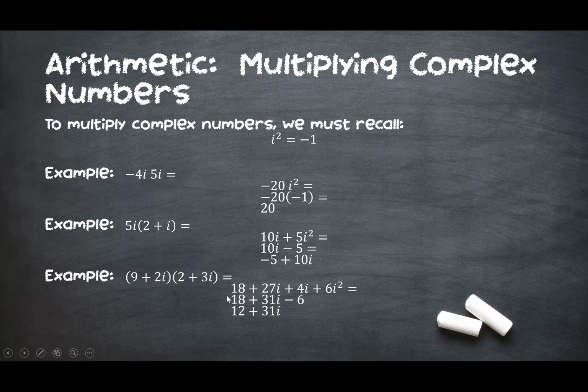So notice here we can bring the 18 down. 27i plus 4i is 31i. And we know that i squared is negative 1, so 6i squared now becomes minus 6. So 18 minus 6 is 12, and then the 31i just comes down. So at the end of the day, 9 plus 2i times 2 plus 3i is 12 plus 31i.